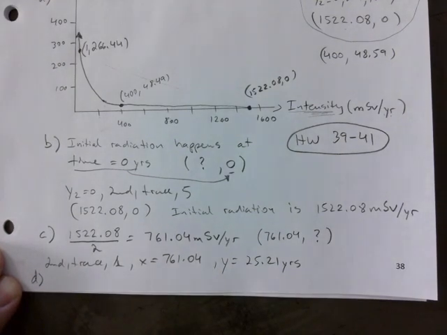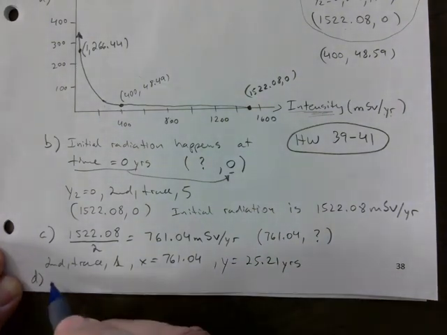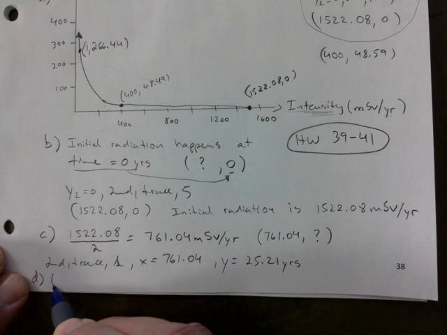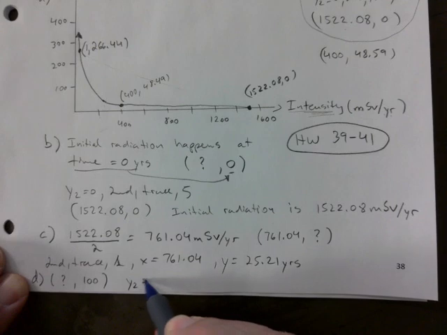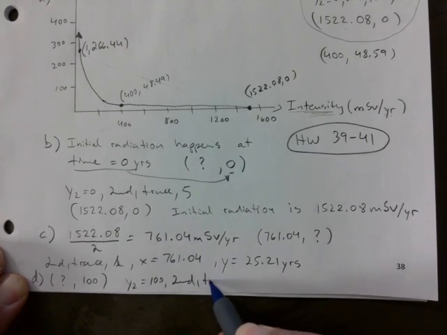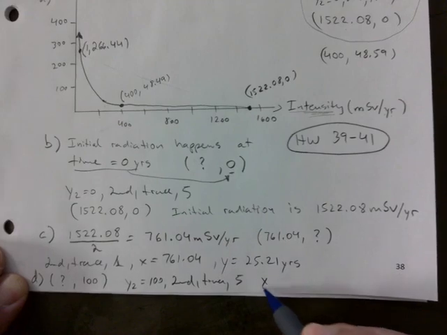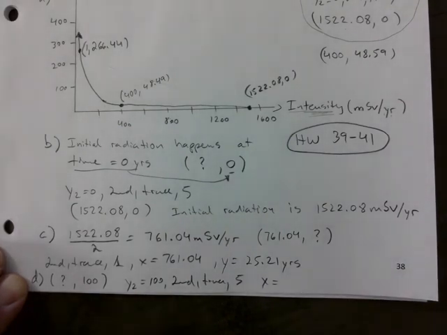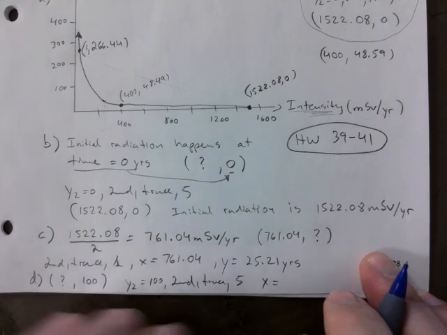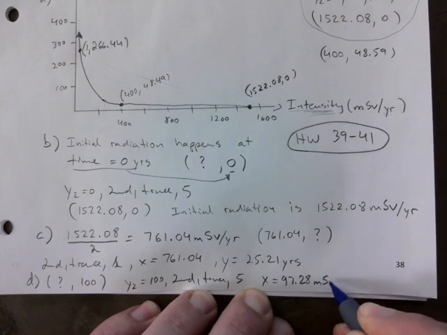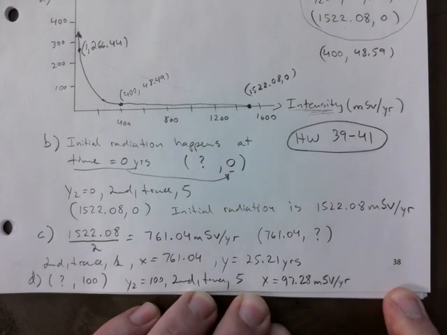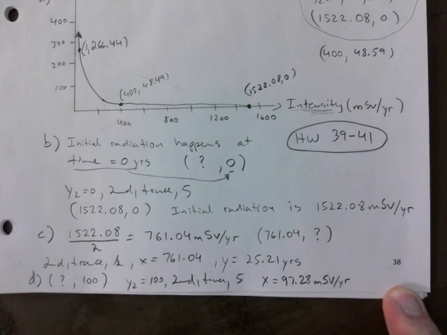D, what's the radiation level after 100 years? So basically, what's the radiation level when time is 100 years? So we let y2 equal 100. We go second trace 5, and x is equal to 97.28. This all hinges on you finding the graph on your calculator, right? We already did that yesterday. That's actually extremely important, to find a window that works.